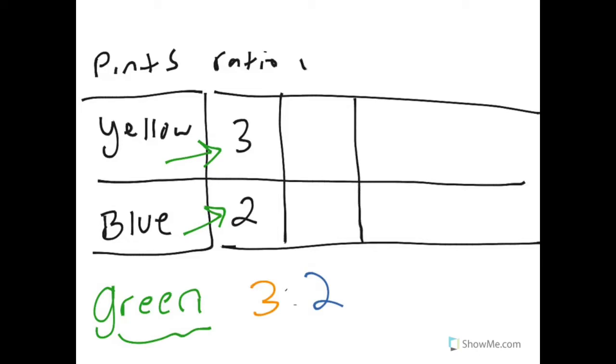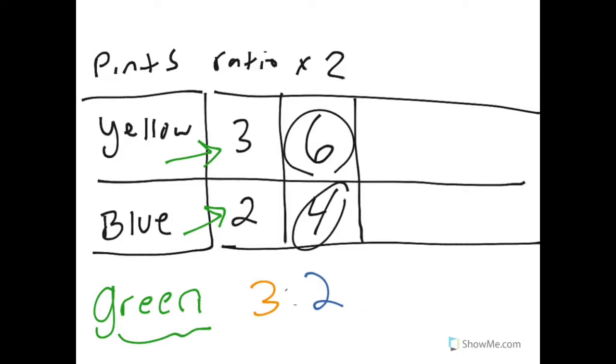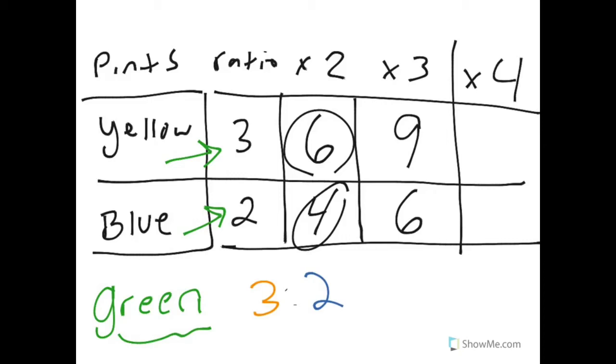Well, if I needed to buy double that, I would have to multiply that by 2. So 3 times 2 is 6. 2 times 2 is 4. So I'd need 6 cans of yellow, 4 cans of blue. If that wasn't enough, I could multiply by 3. So you see that we're making a table based on our ratio. 3 times 3 is 9. 2 times 3 is 6. Okay, if I even needed more, you get the idea, but times 4. I'm starting with my original ratio here. 4 times 3 is 12. 4 times 2 is 8.